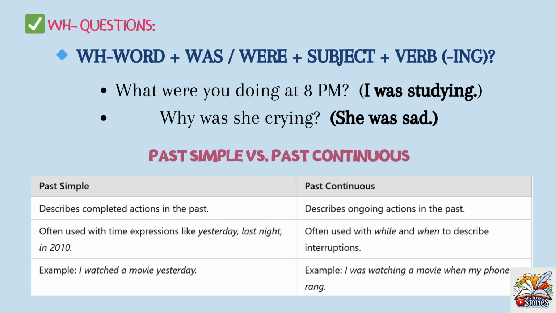Understanding the difference between past simple and past continuous is important. Let's break it down. When to use each one. Use the past simple for actions that started and finished in the past. Use the past continuous for actions that were happening at a specific time in the past or were interrupted by another action. More examples. 1. Past simple: She went to the store last night. They played football yesterday. 2. Past continuous: She was going to the store when she saw an old friend. They were playing football when it started raining.